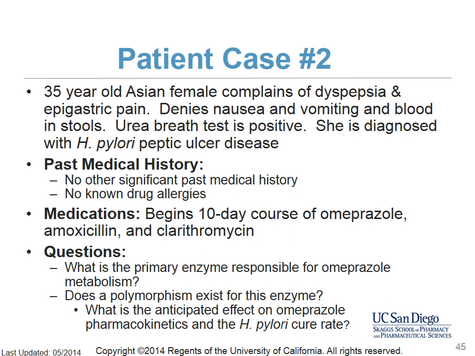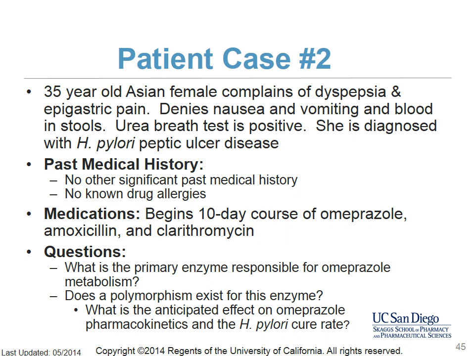Here is our second patient case. A 35-year-old Asian female complains of dyspepsia and epigastric pain. She denies nausea and vomiting as well as blood in her stools. A urea breath test is positive. She is diagnosed with H. pylori peptic ulcer disease. The patient has no other significant past medical history and no known drug allergies. She begins a 10-day course of omeprazole, amoxicillin, and clarithromycin.